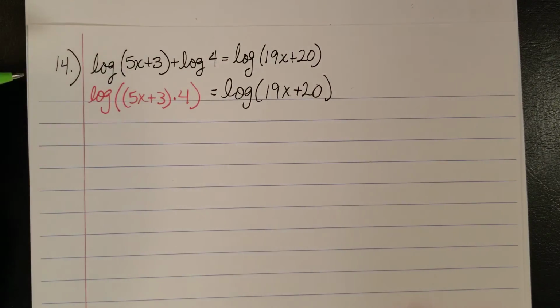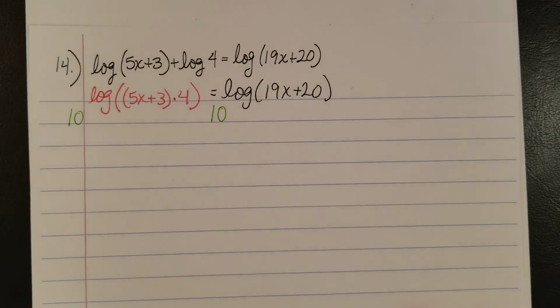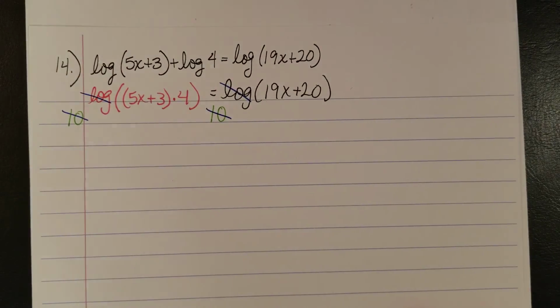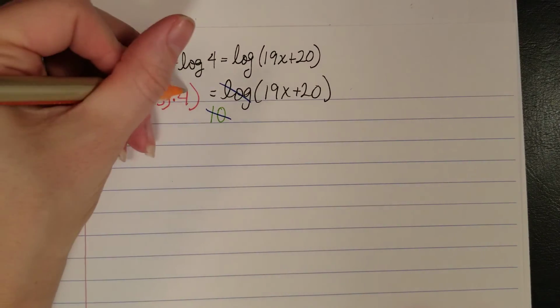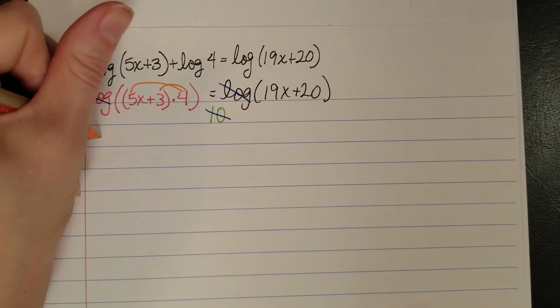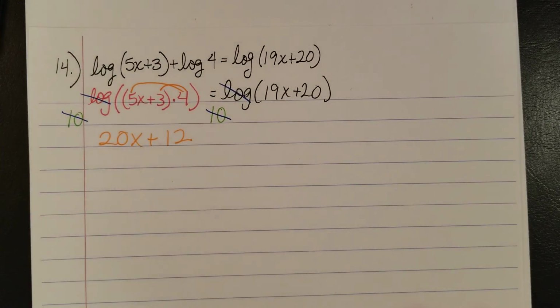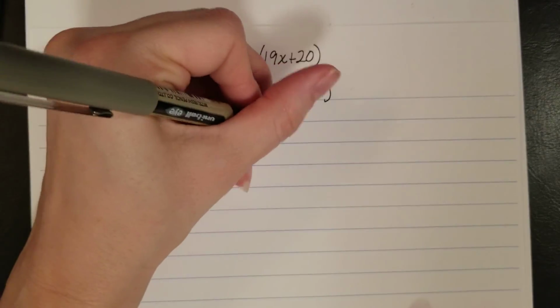In other words, I know that it's a log base 10, so if I put a 10 here and a 10 there, that'll allow me to cancel like this and cancel like that. So now all the logs are gone. It's basically just like a normal linear equation. So then I'll go ahead and distribute the 4. So that would make it 20x plus 12, and that equals 19x plus 20.